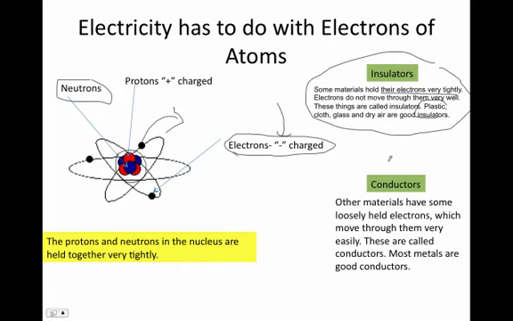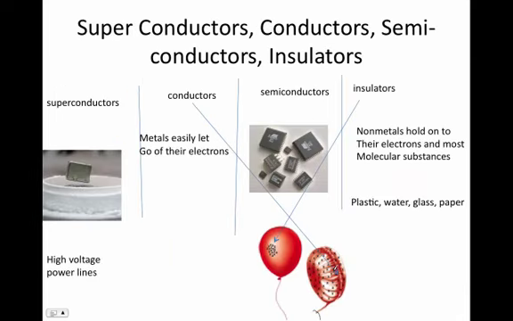These are good insulators. However, conductors, on the other hand, are substances that loosely hold their electrons, which means that it allows them to move through the substance easily. And so most metals, as you know, are good conductors, which means they allow the electrons to move through the substance. So let's look at this again. Insulators in general, non-metals, hold on to their electrons. And metals don't hold on to their electrons very well, and we call them conductors.